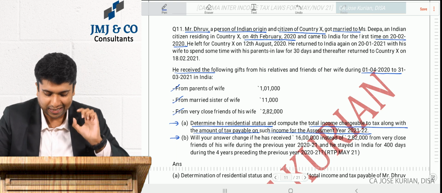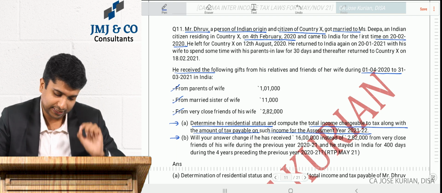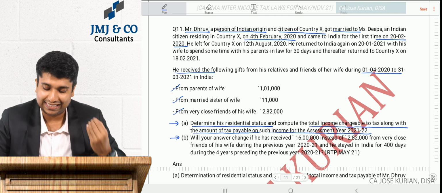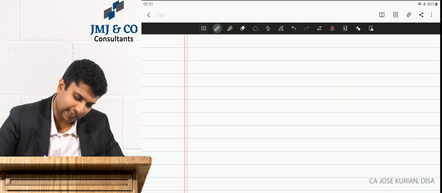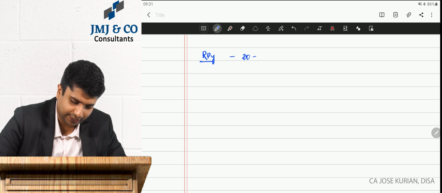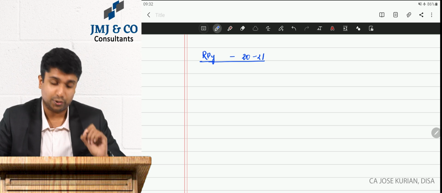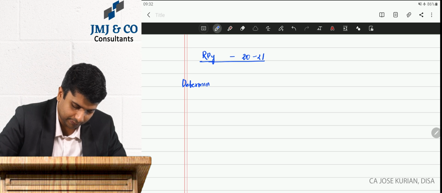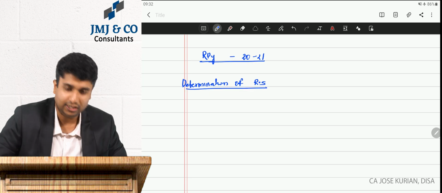So there are actually two questions, question number A and question number B. First of all, we will find the answer for question number A. That means determination of residential status and computation of total income along with the tax payable for assessment year 21-22. So friends, the relevant previous year for this particular question is 2020-21. So we have to determine the residential status of this particular individual for this previous year. So determination of residential status. RS means residential status.